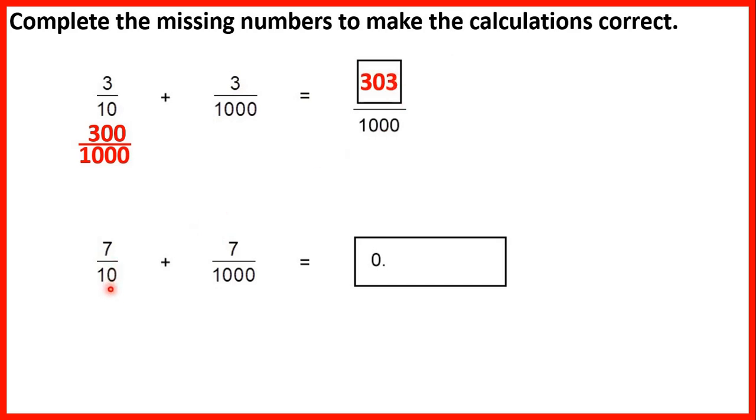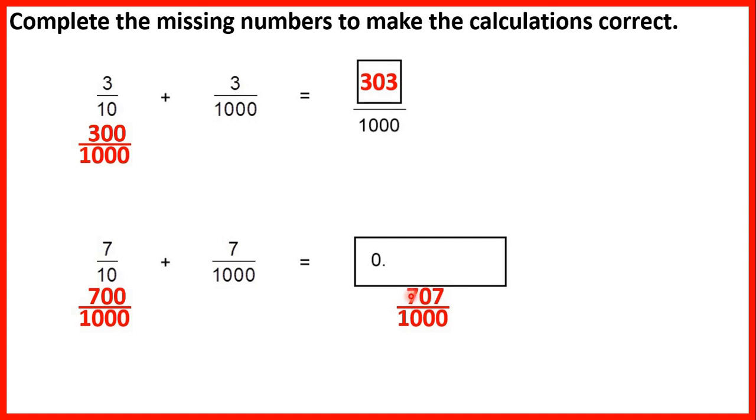Now we have 7 tenths plus 7 thousandths, but this time we need to give our answer as a decimal. We can get our denominators the same, add our fractions, and then change the answer that's a fraction into a decimal. So 7 tenths is the same as 700 thousandths. Again, when we're adding fractions, we need the denominators to be the same. And 700 plus 7 is 707, and our denominator stays the same.